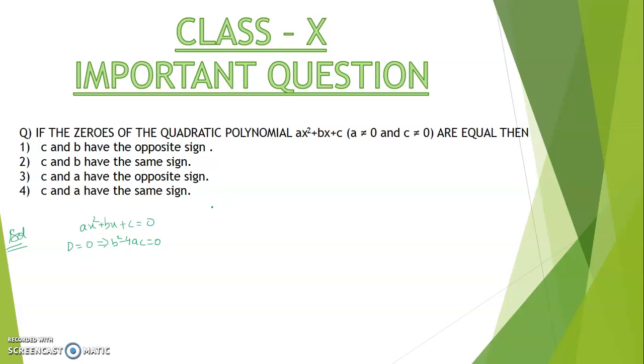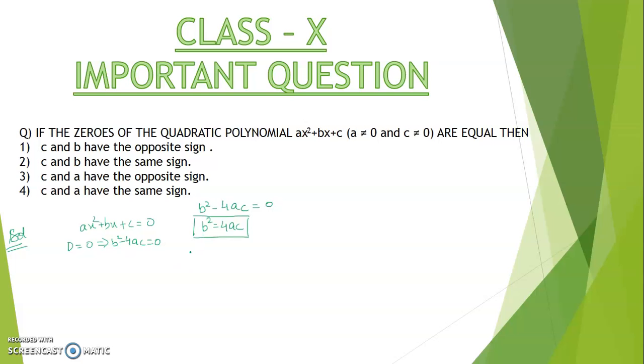Now understand from here students, I'm writing here b square minus 4ac is equal to 0, right? If I transpose this negative term to the right side, it will become b square is equal to 4ac. Understand this very carefully. Now see, it is b square is equal to 4ac.